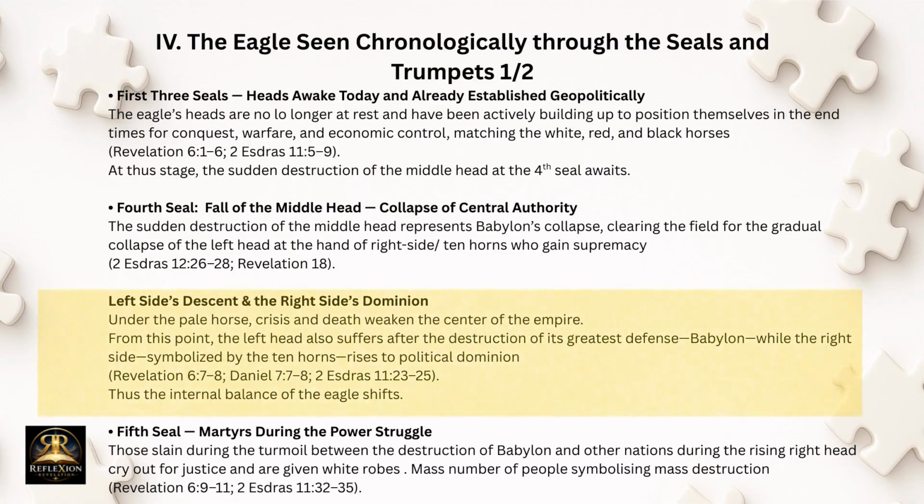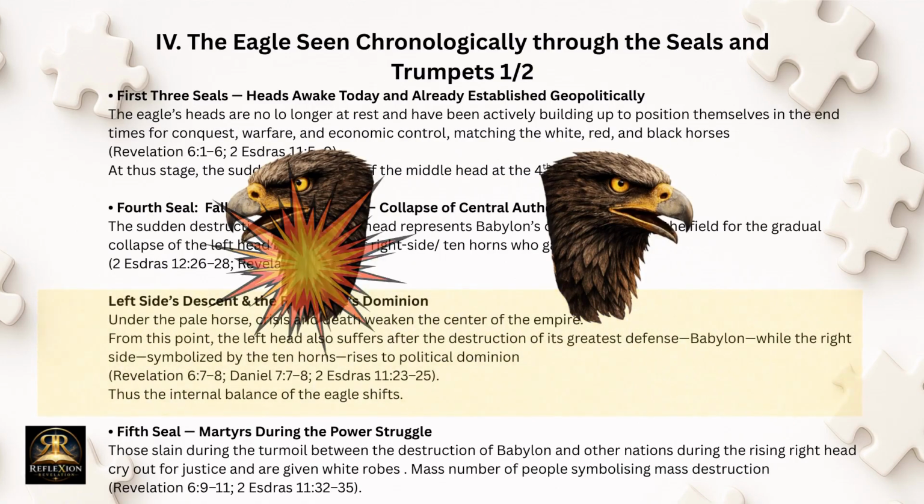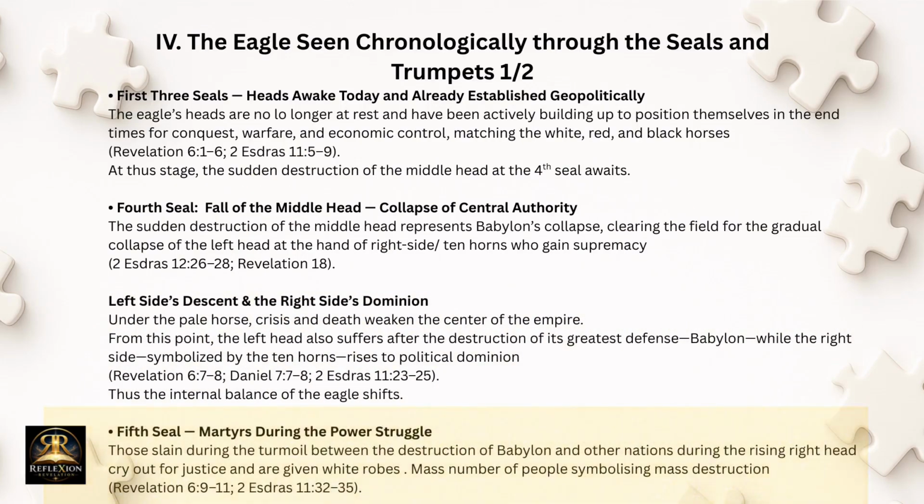Under the pale horse, obviously the crisis of death weakened the center of the empire, which is Babylon. And from this point, the left head also suffers the destruction of its greatest defense, Babylon, while the right head, symbolized by the 10 horns, rises to political dominion. The fifth seal. Those slain during this turmoil, the destruction of Babylon, the other nations rising against the right head, cry out for justice. So all the people that are basically collateral damage, so to speak, cry out for justice and are given white robes.